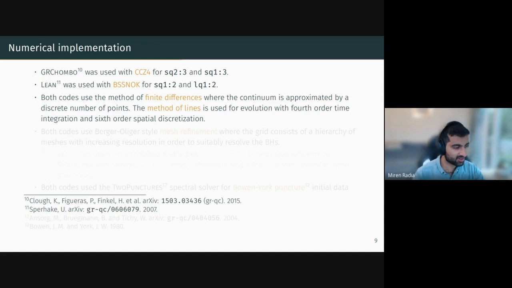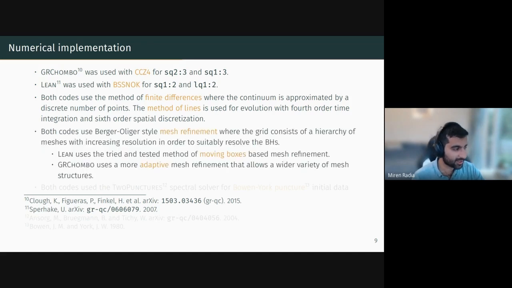We use the method of lines for evolution. And in the method of lines, the spatial discretization is separated from the time stepping, the time discretization. And this allows us to use standard ordinary differential equation integration methods for the time integration. So in particular, we just used the Runge-Kutta RK4, which you may recall from your undergraduate or graduate studies.